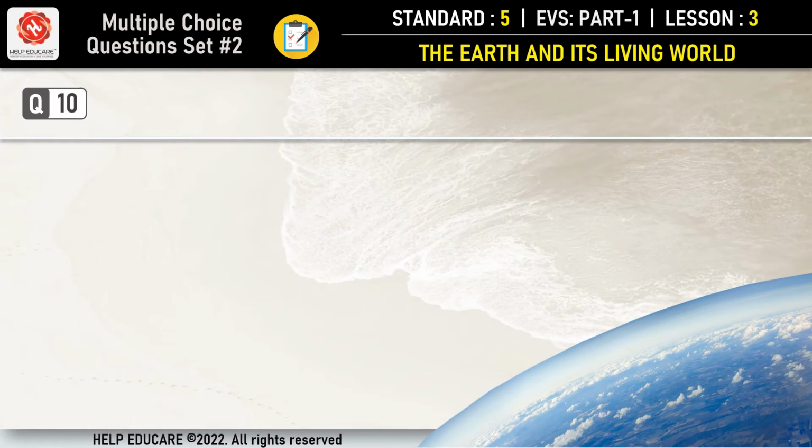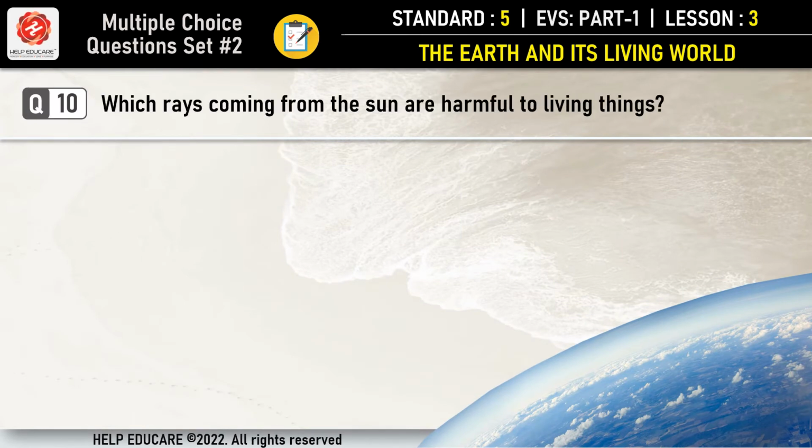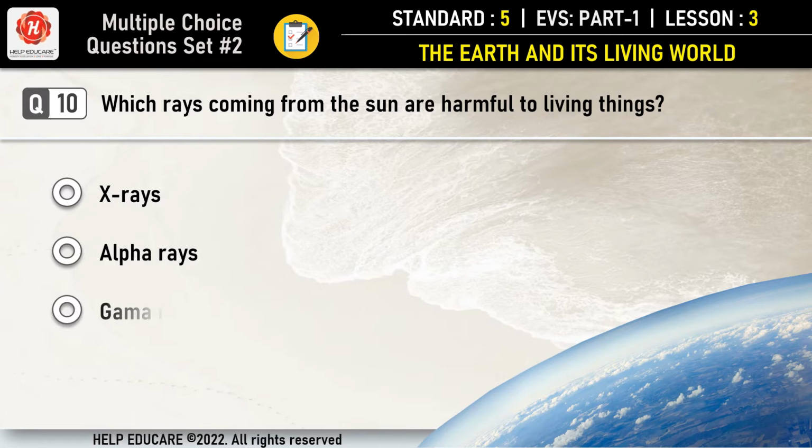Question number 10. Which rays, coming from the sun, are harmful to living things? First option, X-rays. Second option, alpha rays. Third option, gamma rays. Fourth option, ultraviolet rays.